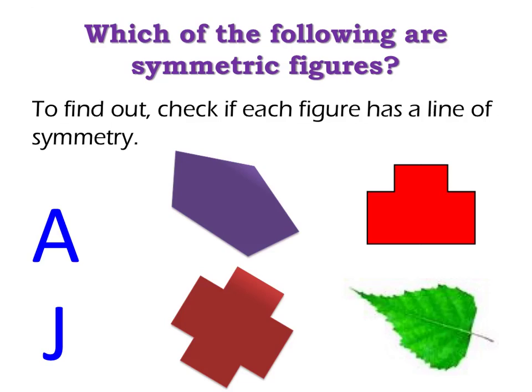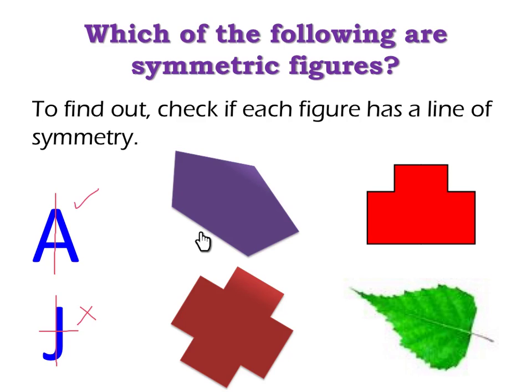So which of the following are symmetric figures? To find out, we need to check if each figure has a line of symmetry. Let's take a look at this letter A first. The alphabets also have symmetry; some of them are symmetric, some are not. For this letter A, if I draw this line of symmetry down, you will notice that this half will fit exactly this half. So A is a symmetric figure. But for J, no matter how much I try to divide it, it doesn't work. So J does not have a line of symmetry, so J is not a symmetric figure. A is symmetric, J is not.